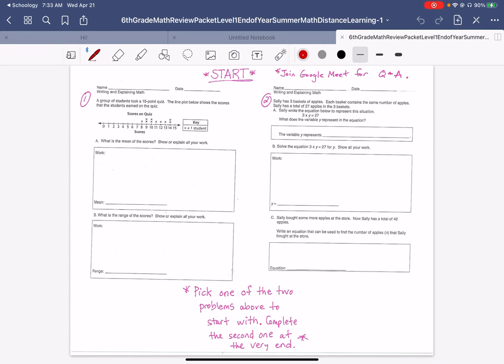All right. So start off, join the Google Meet for Q&A, questions and answers. That's our first thing. Just remember, you're going to start on this page. Pick one of the two problems above to start with. If you want to do something with a line plot, you can do that. Or if you want to do the one talking about an equation and apples, you can do that one. Once you've completed either the right or left side, you're going to move over.